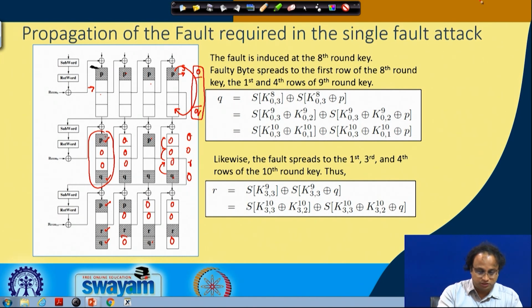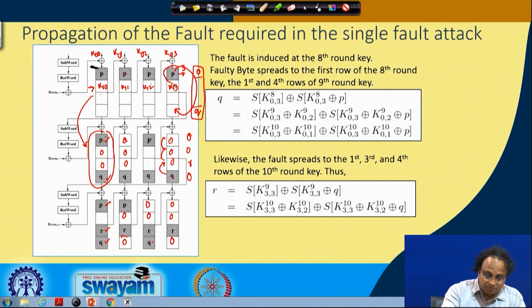For example, if you observe the propagation here, you can see that this Q can be related with this P. For example, if you consider the 8th round key, you can observe that in one of the cases you have got the actual key. Remember that my key is written in this way: this is my K00, this is my K01, this is K02, this is K03, this is my K10, K11, K12, K13. This is how we have been writing here.